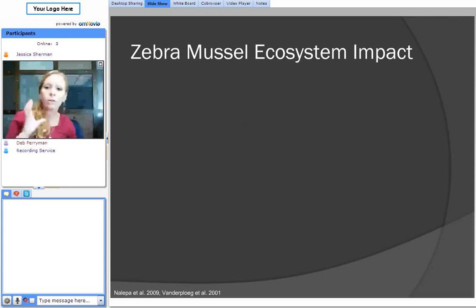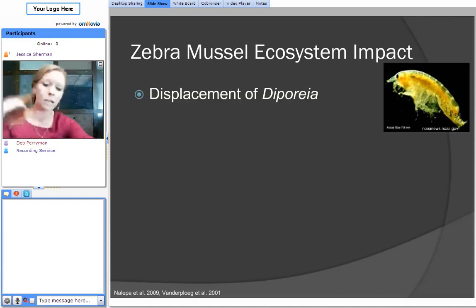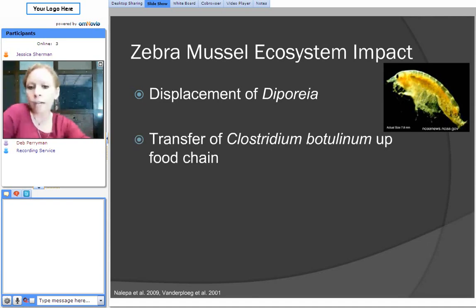So when we think about zebra mussels, they've had huge impacts to our ecosystems and to the economics of the Great Lakes region. So zebra mussels can displace a native amphipod called Diporeia. And these are a very important aspect of lake fish diets. And without these, we've actually seen a lot of the fish populations plummet. So zebra mussels have caused a cascading effect in the food chain. We also see that they can transfer Clostridium botulinum through the food chain.